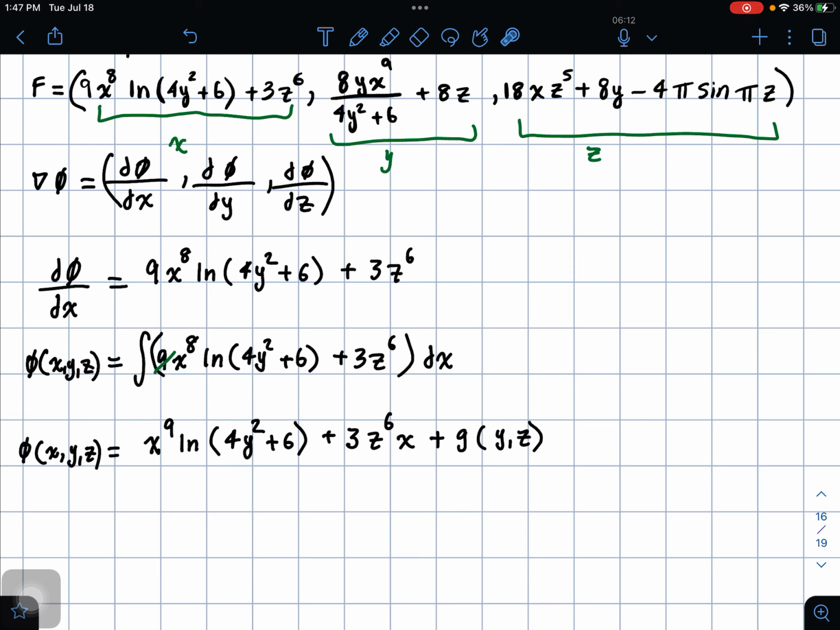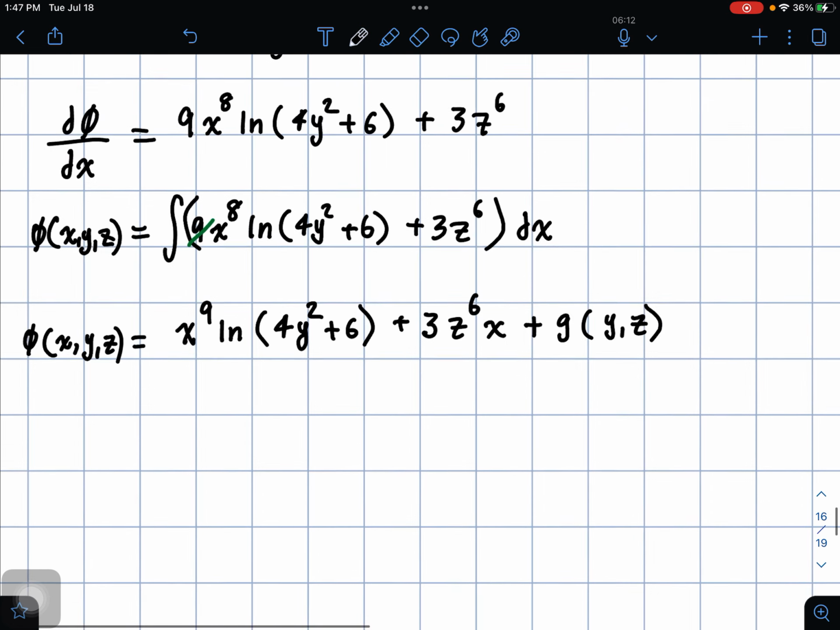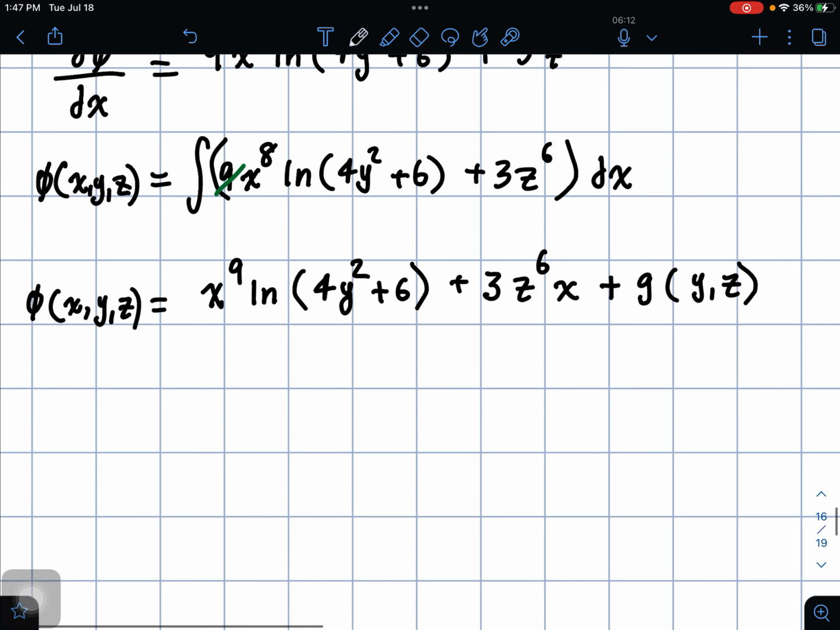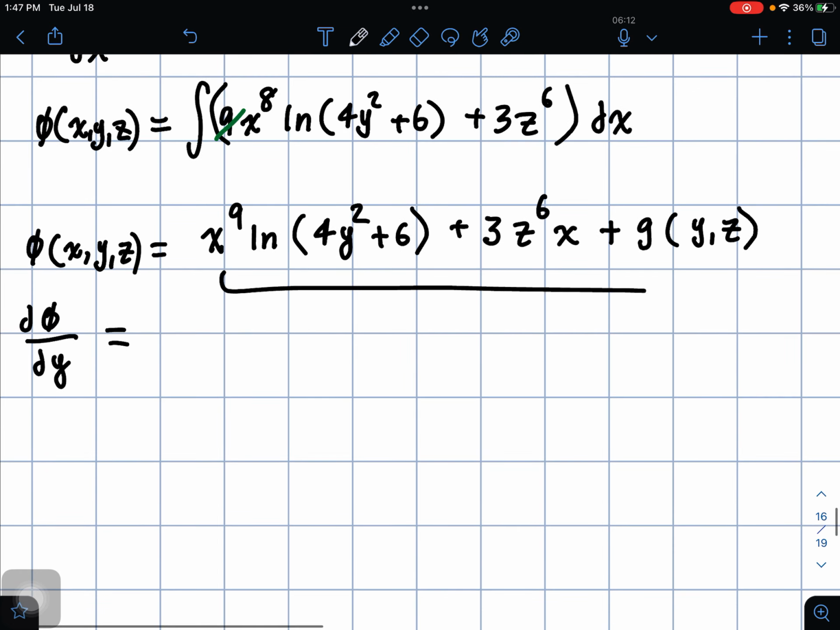Okay, so basically what we're doing is unintegrating this, but with respect to y, not with respect to x. So we get this. So del, I'm just gonna write it like this because it's easier. Okay, del phi del y. So that's just the derivative of this with respect to y.